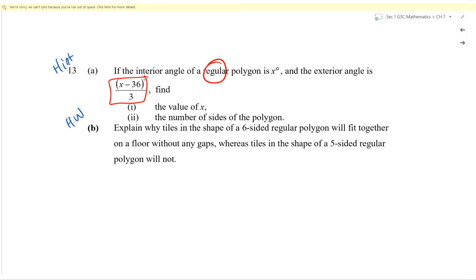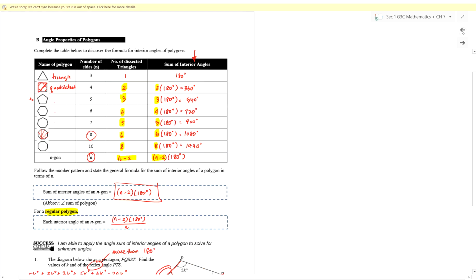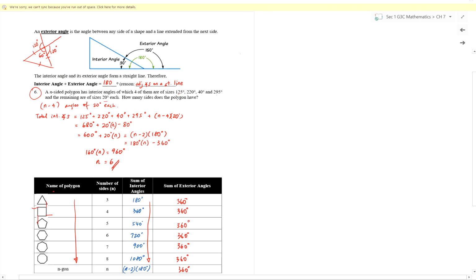This is a regular polygon. They give you interior angle, they give you exterior angle. What is the relationship between interior and exterior angle? Just now we did mental sums, right? So how do you find the exterior angle given the interior angle? 180 minus one, get the other. You add both of the angles up, you get 180 degrees.